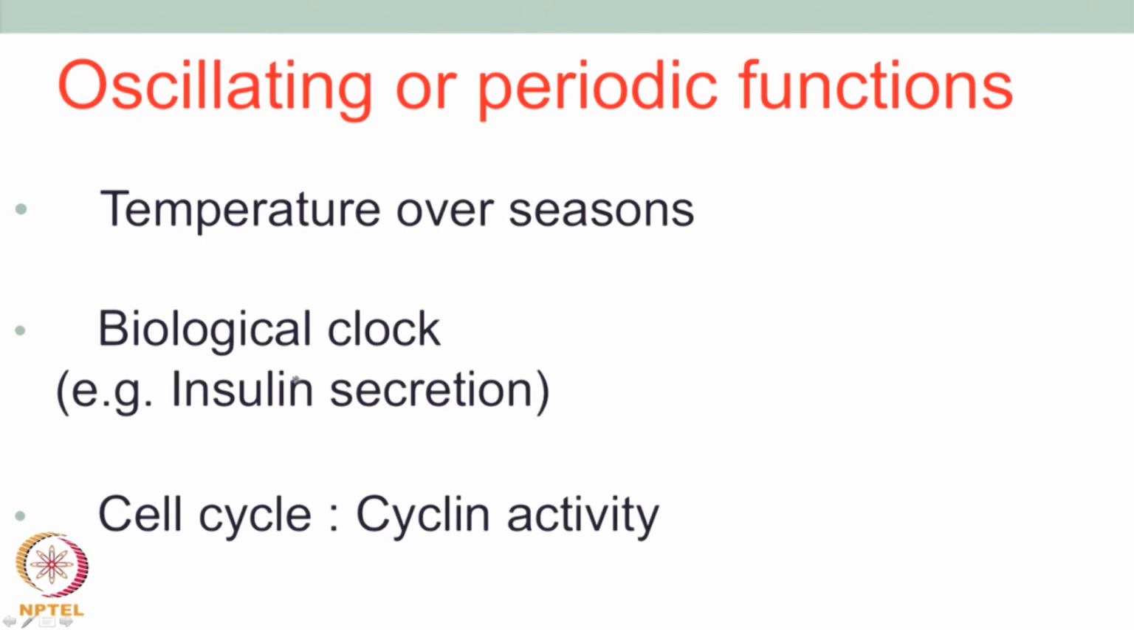Another example is the biological clock. As in a day, we have day and night, and as the day and night proceed, various proteins, like insulin secretion, etc., will have some oscillatory pattern. In the cell cycle, as the cells divide, some proteins will have some activity which will also be increasing and decreasing. Now the question is, what is the mathematical function that we would use to represent this cyclic activity, increasing and decreasing activity?